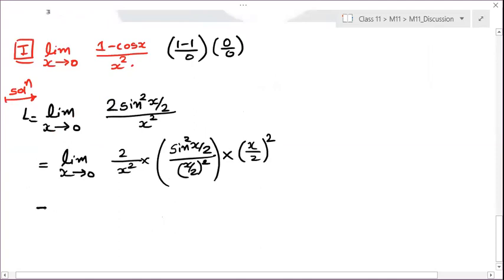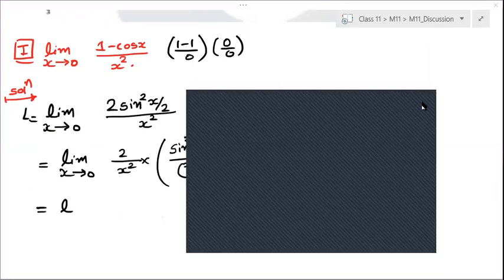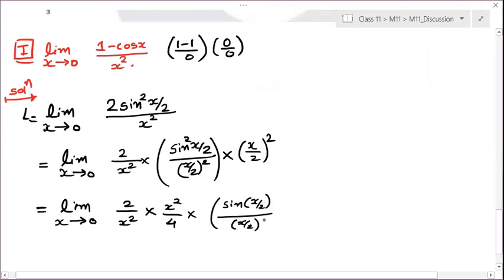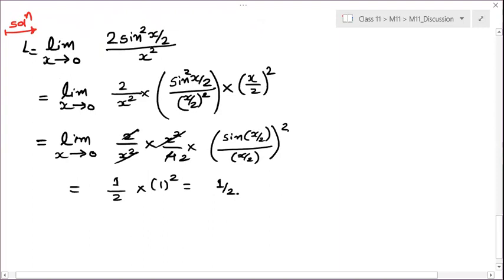So let us rearrange them. Limit x tends to 0, 2 by x square into your last term x square by 2 square, that is 4, and this is sine x by 2 by x by 2 whole square. 2 twos are 4, this will get cancelled out. So this is 1 half into 1 square. So your final answer is 1 half. So the first question is clear.